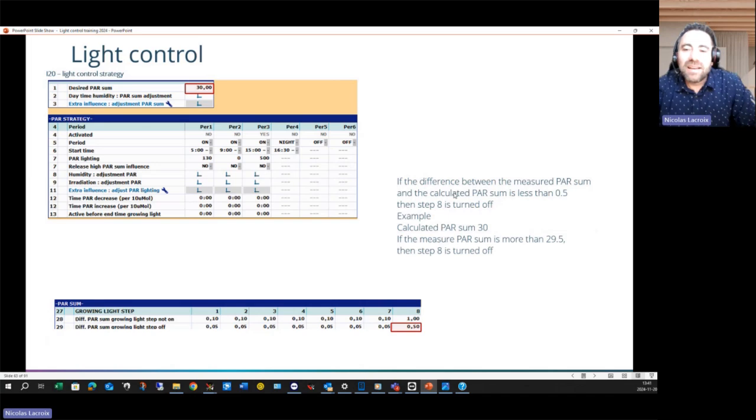Sorry. And then you have another setting here. If the difference between the measured power sum and the calculated power sum is less than 0.5, then step 8 is turned off. So if step 8 is on, it will be turned off. Example, my calculated power sum is 30. I have 0.5 here, so if I'm above 29.5 with my measured power sum, then step 8 will be turned off.